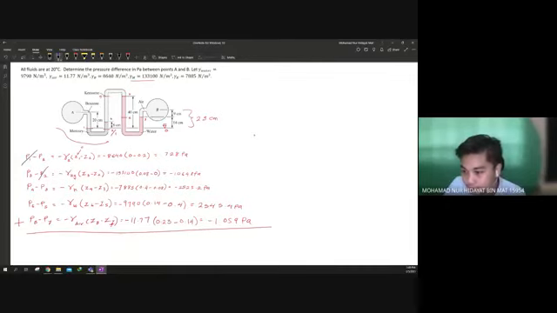P3 minus P3 cancel out. P4 minus P5: you look at P4 and P5 at the same line. P5 is equal to P4 because of the same height, so P4 minus P5 at the same height is the same pressure, cancel. P6 minus P7, you look at 6 to 7, the same line, right? So 7 is actually equal to 6. So this one cancels out.